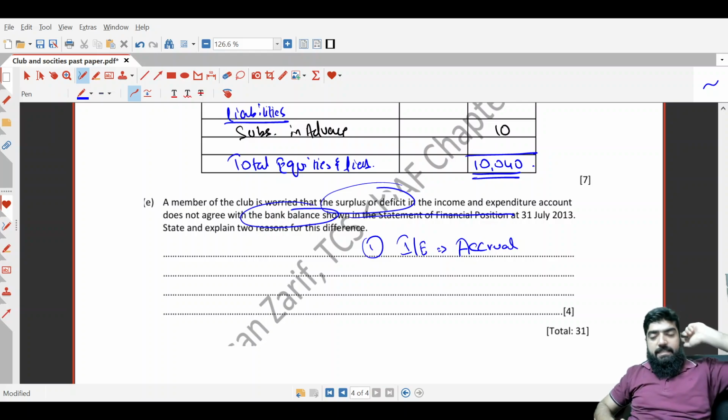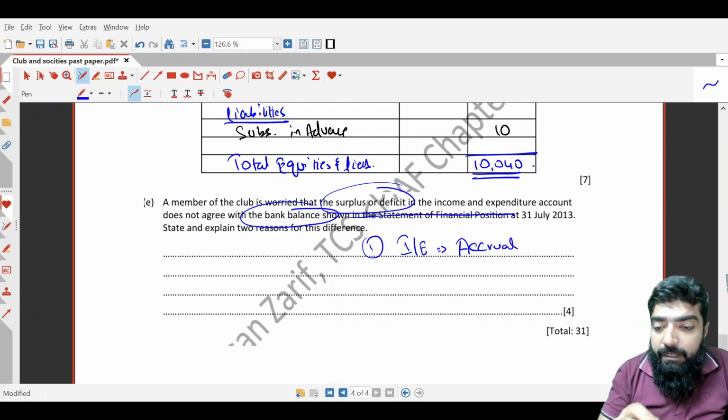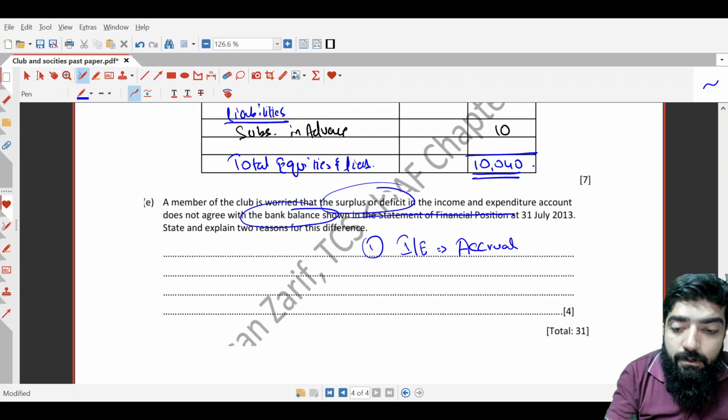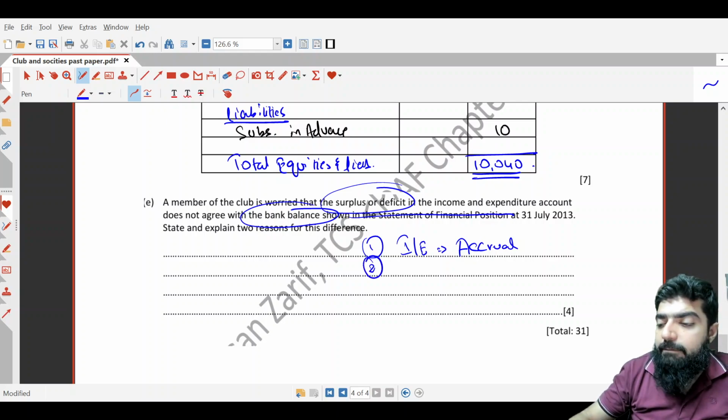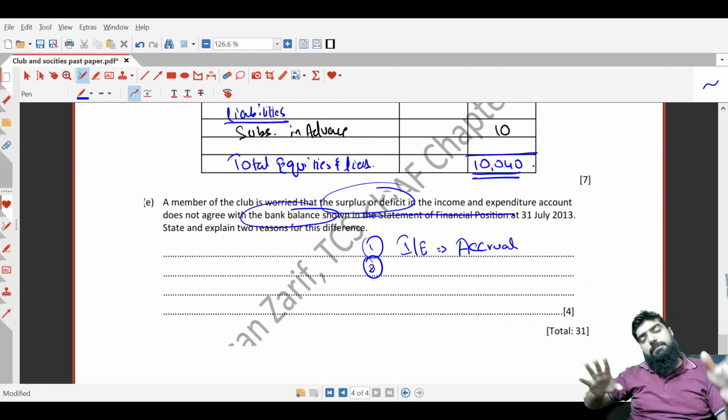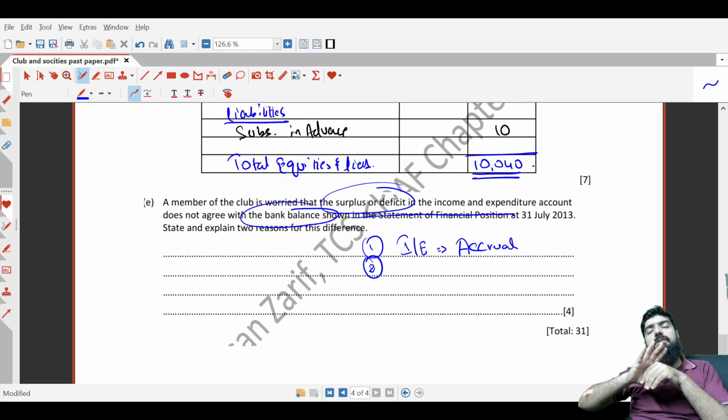The first reason is that we are following the accrual concept in the income and expenditure account, while the others are using the cash balances. Second reason. Can you please let me know the second reason why the cash book and the income and expenditure account have a difference? What is the next reason?